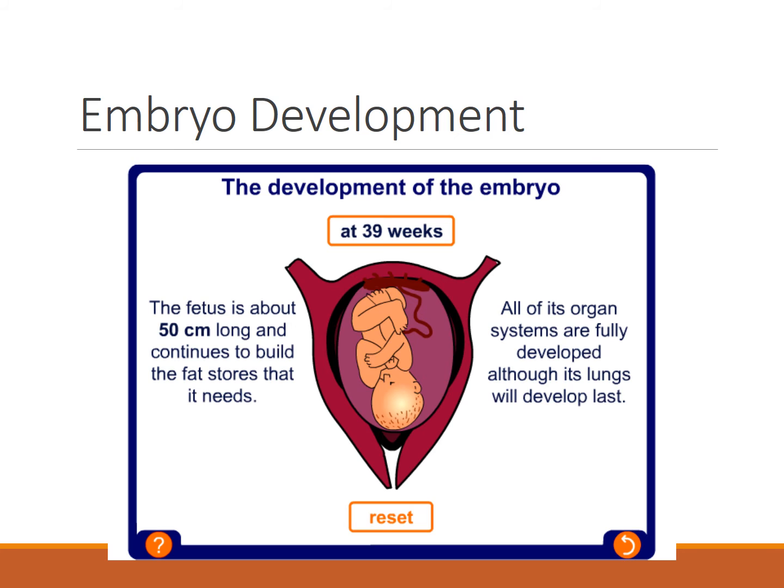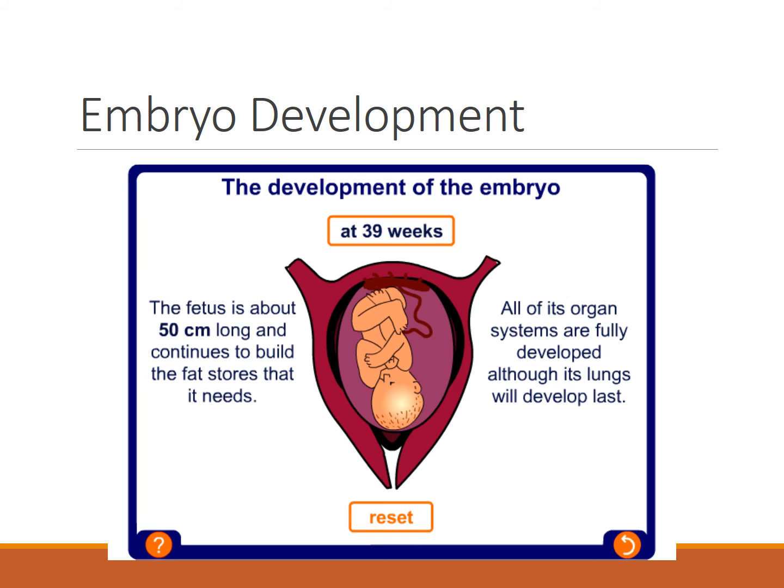Then jump up to 8 weeks. So the embryo is now called a fetus, and it is 2 centimeters long and has the main human features. So it's got all the nerves, the organs, the muscles of a fetus, and they're beginning to function. And it also has eyelids forming at 8 weeks. Okay, but you're still only 2 centimeters long.